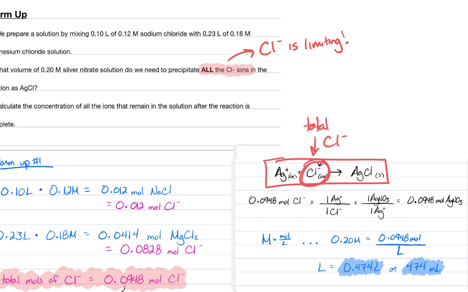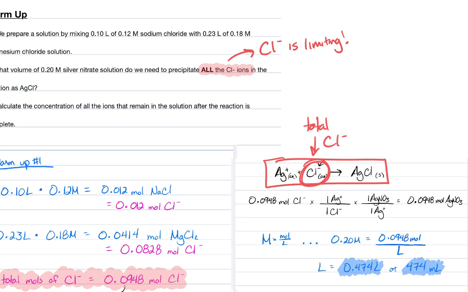We're working backwards. We need to figure out how much silver we need to add. So we go over to silver, 1 Ag, 1 Cl minus, and then to silver nitrate. Again, it's a 1-to-1. So we figure out that we need 0.0948 moles of silver nitrate, AgNO3. We're told the concentration of AgNO3 in the problem, 0.2. So I'm plugging in my two values, 0.2 molar, 0.0948 moles, and I'm solving for liters.